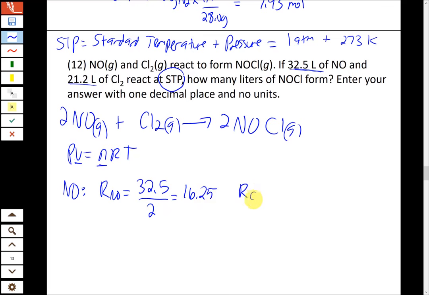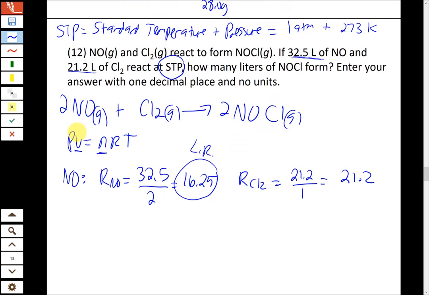And then for Cl2, we're reacting 21.2 liters, and the coefficient for Cl2 is 1, and so that stoichiometric ratio in terms of volume comes out to 21.2. So this one is clearly smaller. 16 is smaller than 21. So that tells us that NO is the limiting reactant. And so then we can use that amount of NO to calculate how much NOCl would form.